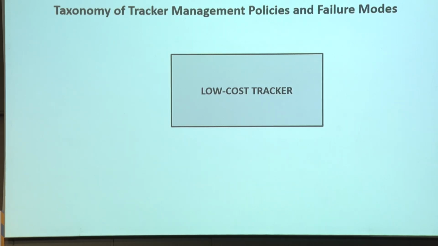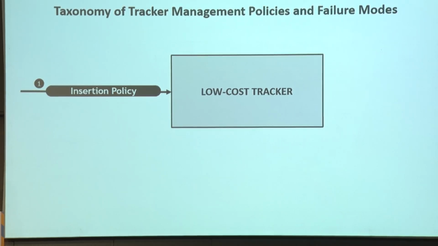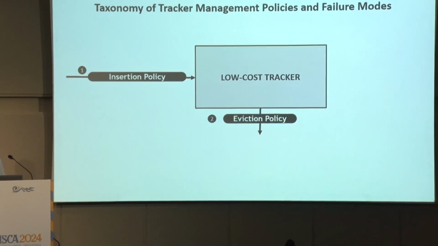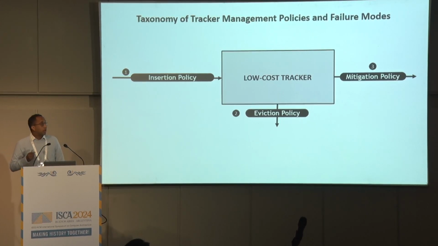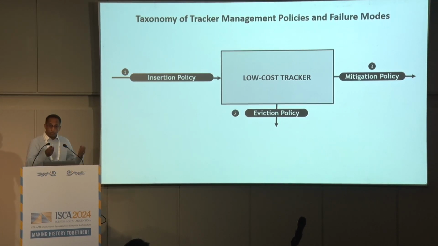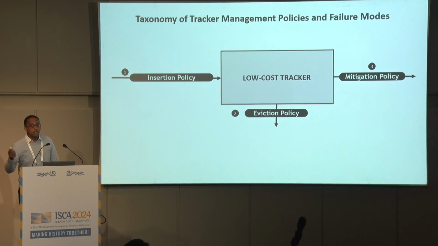Okay, to understand why existing low-cost trackers fail, let's first quickly look at tracker management policies and their associated failures. You have a tracker, you need to insert something into it. You decide whether or not you want to insert something into it. When the tracker is full, you need to find a suitable victim to evict. When it comes to mitigation time, when you're at refresh, you need to choose an entry from within the tracker to mitigate. Each of these three policies has an associated failure mode.